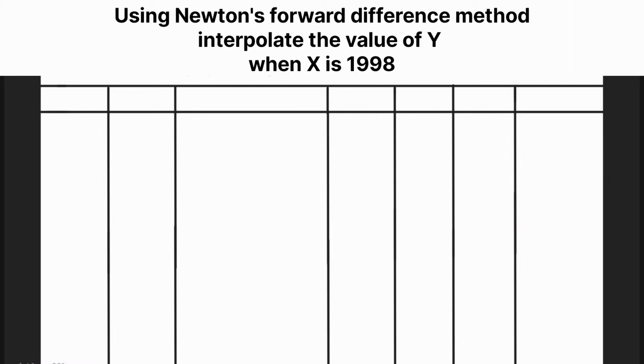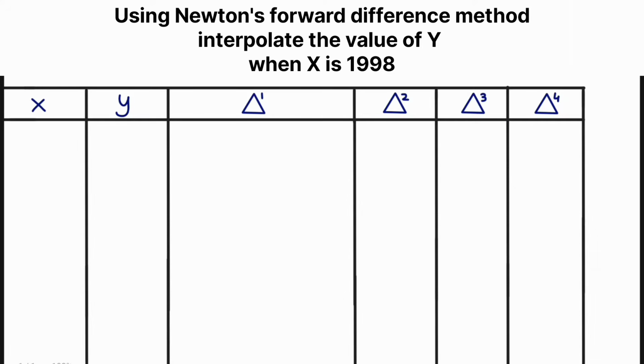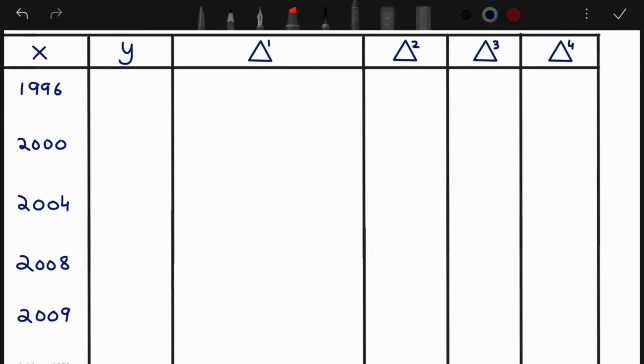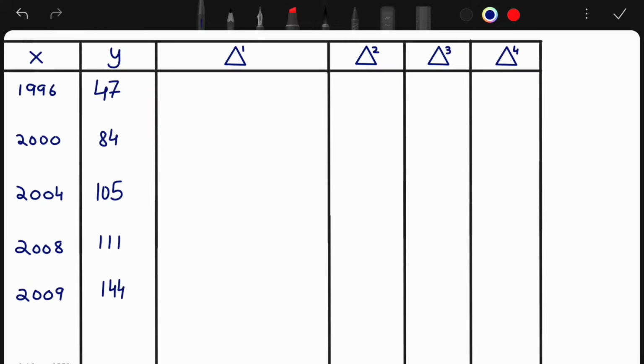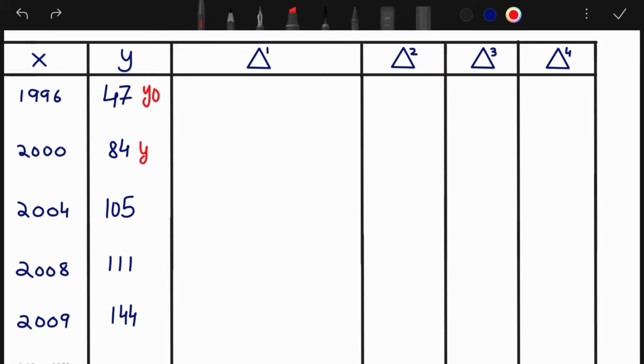This is the leading difference table. So now x is years, and let's consider y as sales. For the given values, let's name them y0, y1, y2, y3 and y4. And in the other columns, we have to find delta 1, delta 2, delta 3 and delta 4.